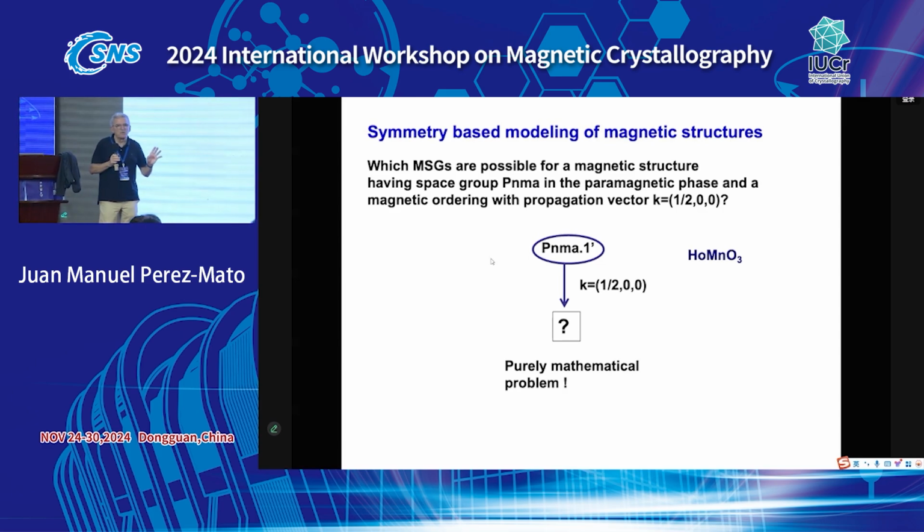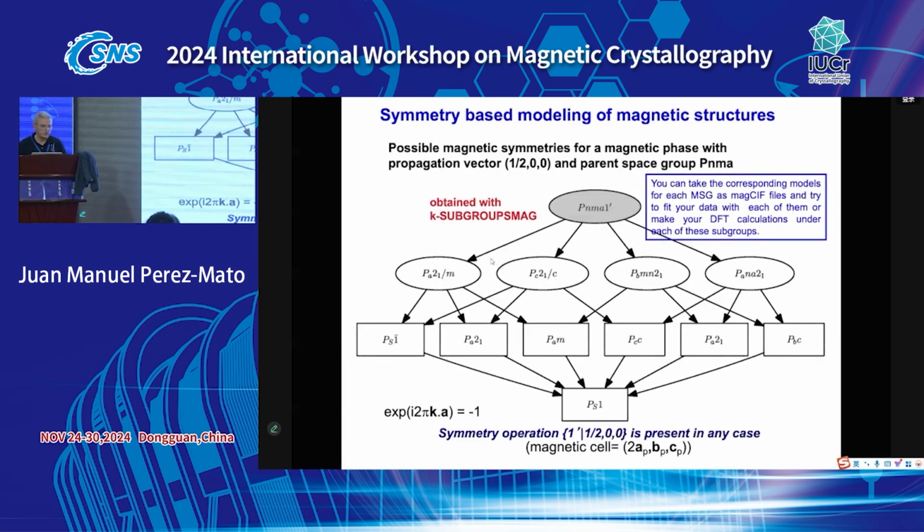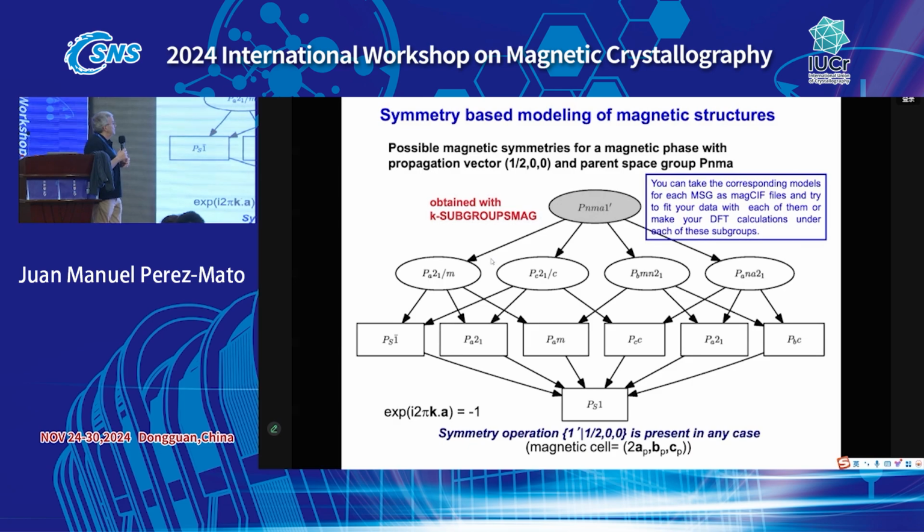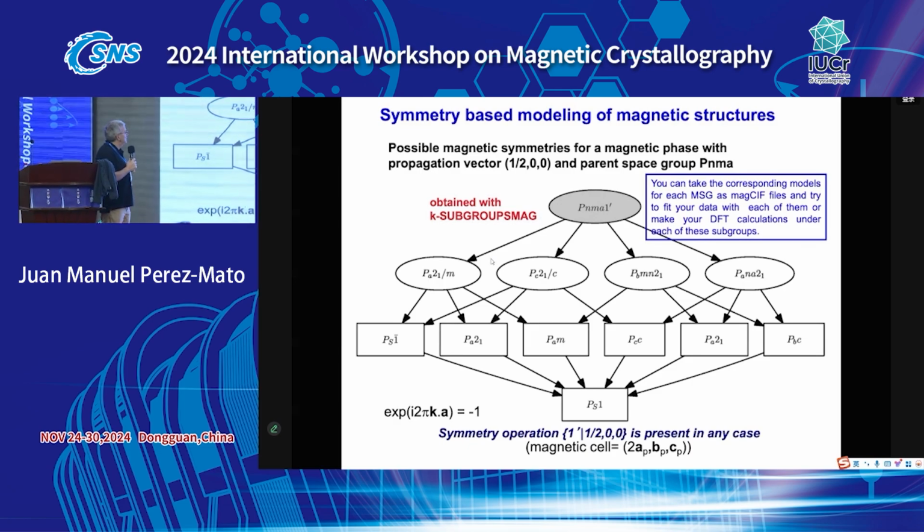Okay, once you know what your wave vector is, then the possible symmetries are just a mathematical thing that a program can solve. And for this particular case, that's what you obtain, okay?